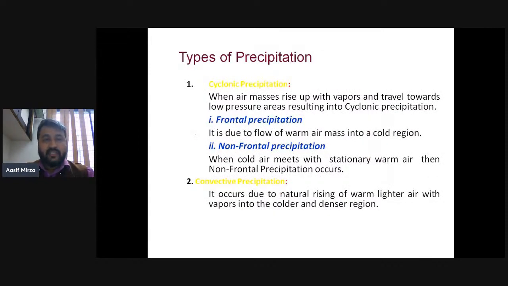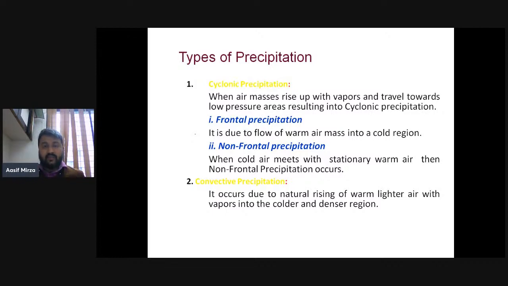So, the first type of precipitation we have is cyclonic precipitation, when air masses rise up with vapors and travel towards a low pressure area, resulting in cyclonic precipitation. This cyclonic precipitation has two types under it: frontal and non-frontal precipitation. These are important topics while we learn the GATE syllabus.